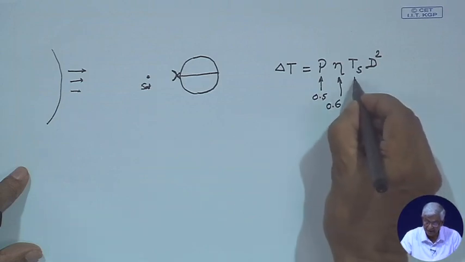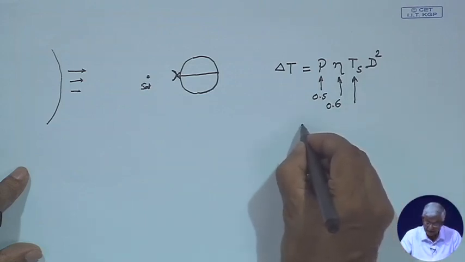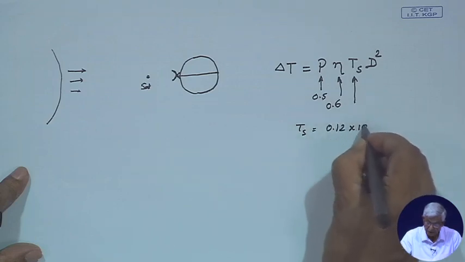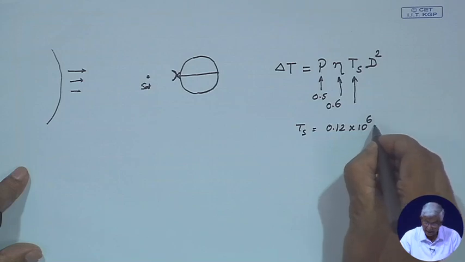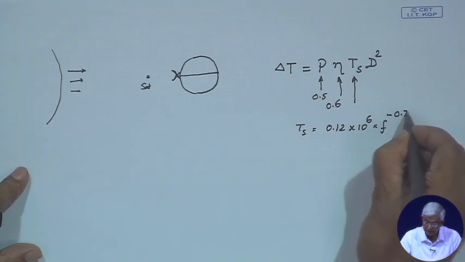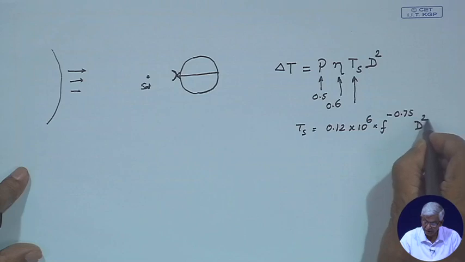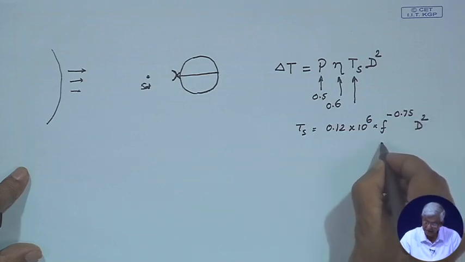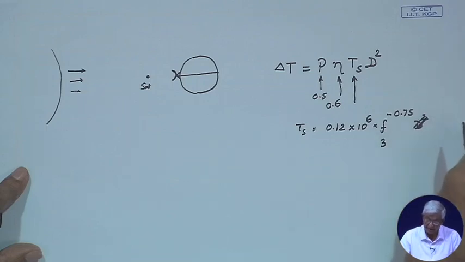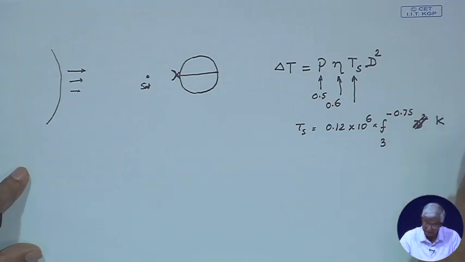The temperature of the sun was given with a model that Ts is equal to 0.12 into 10 to the power 6 into F, which should be in gigahertz, to the power minus 0.75. Now, this F is given as 3 gigahertz. Sorry, D square will not appear in Ts, D square is already there. So, this is equal to this much Kelvin.